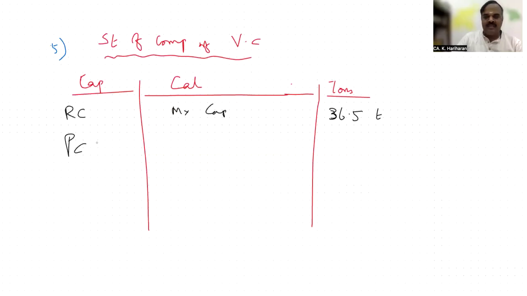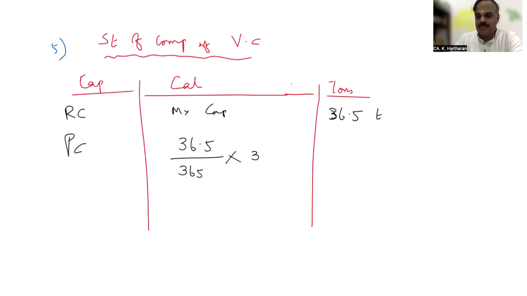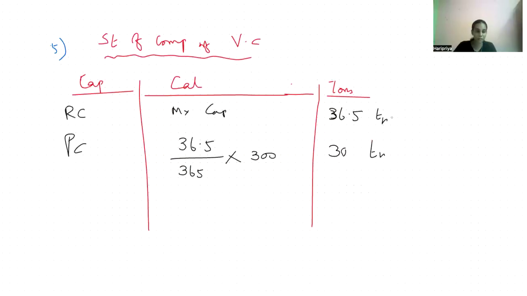36.5 tons is for 365 days. But we are going to work only 300 days. 65 days, leave and holiday paid. How many tons can we produce? 30 tons, sir. Only 30 tons is practically possible. Am I right or not? Yes, sir.